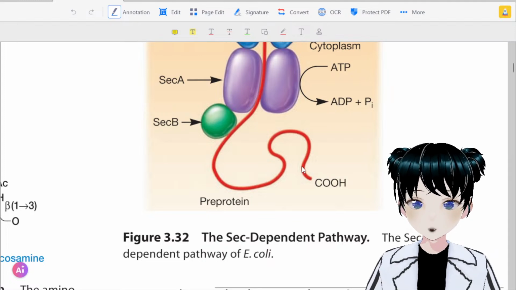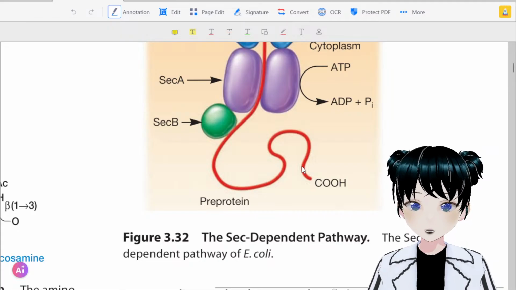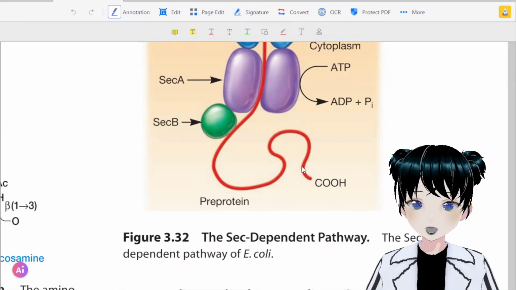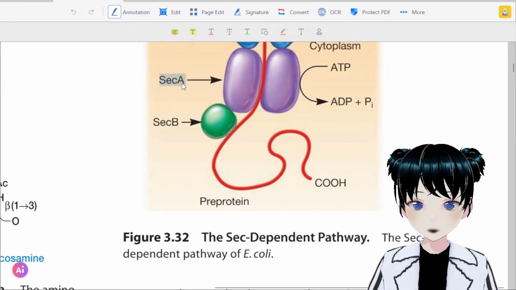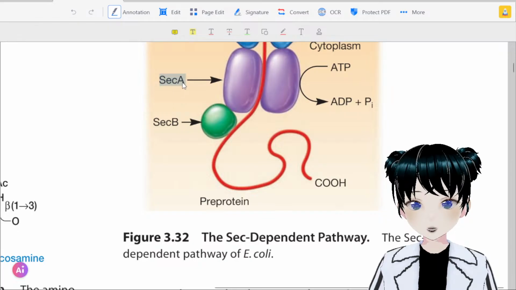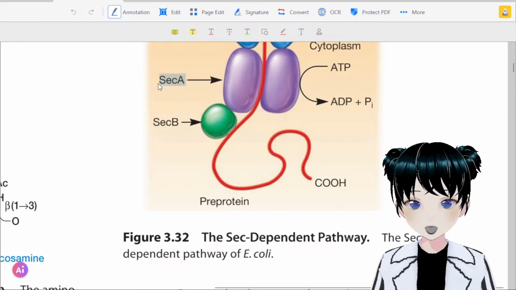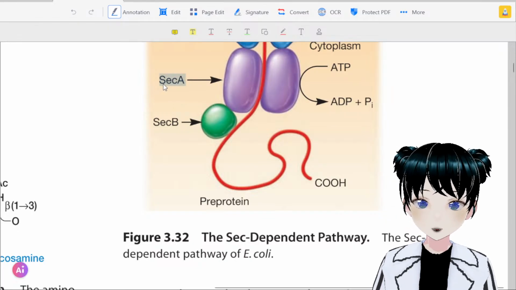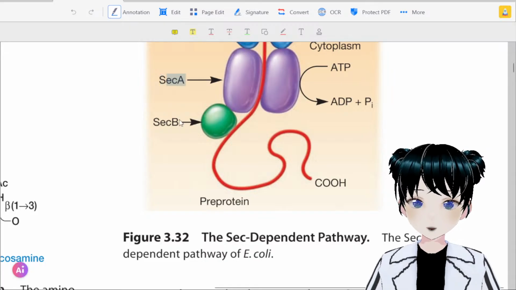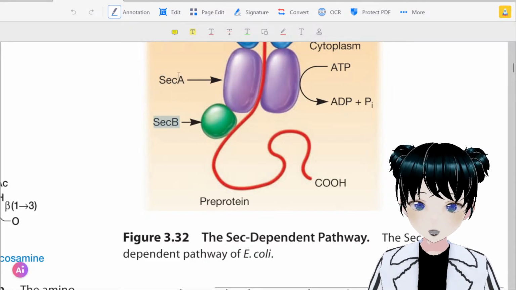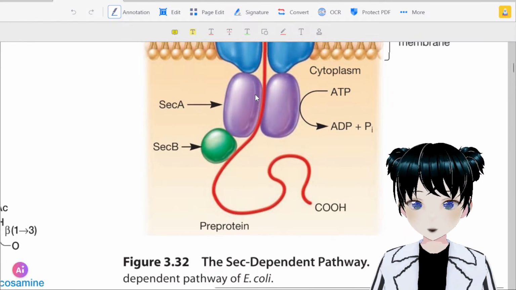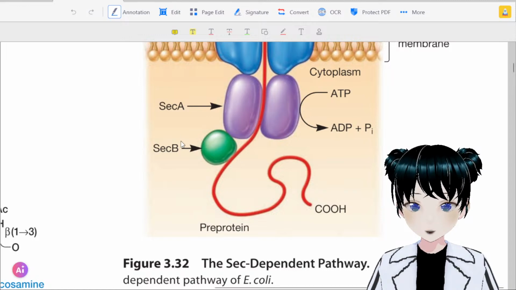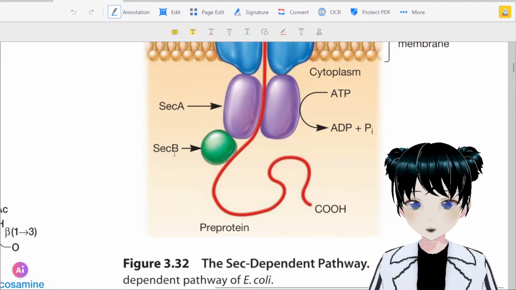So first, before a helper comes, in this case the helper is Sec-A. Remember, this is a motor protein that helps carry stuff. But this Sec-A has a requirement: it only recognizes Sec-B. So how will Sec-A attach to this protein and carry it to the plasma membrane? It just only recognizes Sec-B.